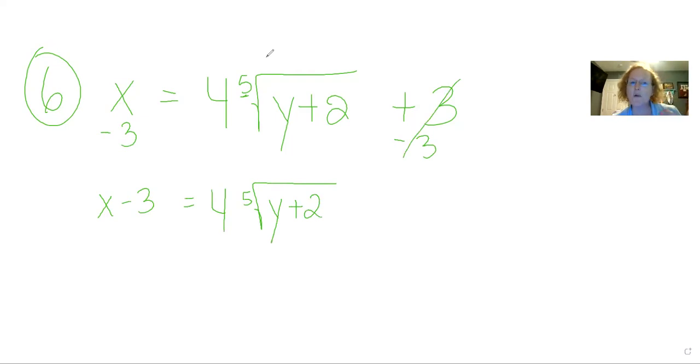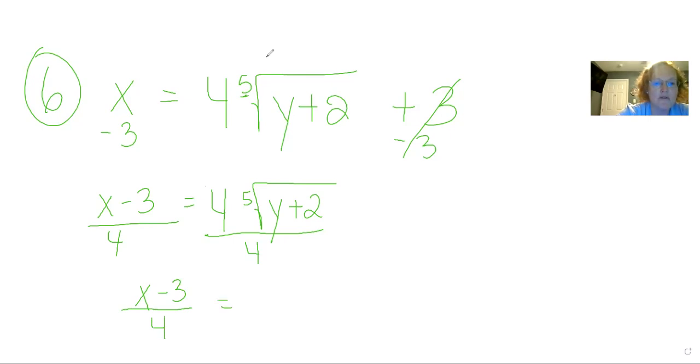Okay, now we've got to get rid of the 4. So since 4 is being multiplied, we're going to divide by it. So that's going to be x minus 3 over 4. And those 4's are going to cancel. And we've got the 5th root of y plus 2.